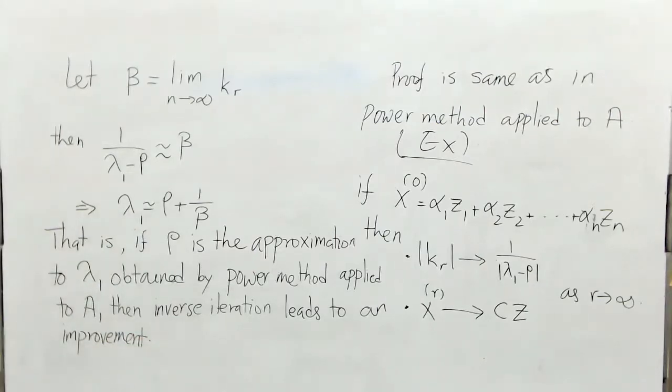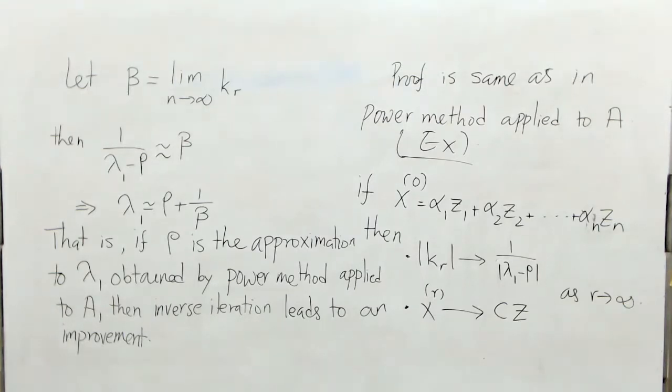Suppose that rho is the value you obtained as the approximation for the eigenvalue lambda 1 by applying the power method. If you look at the example we did in the last class or the class before that, 9.125 is the eigenvalue, but what we get as an approximation is 9.12444, something like that.